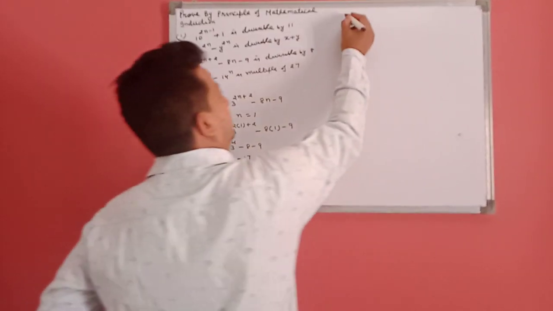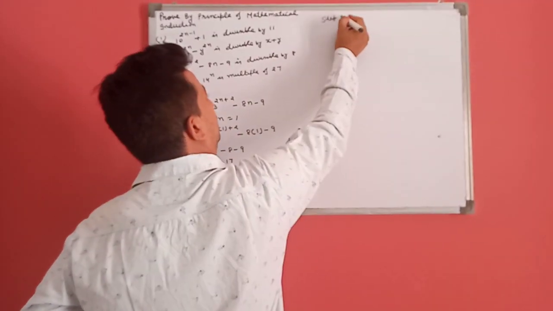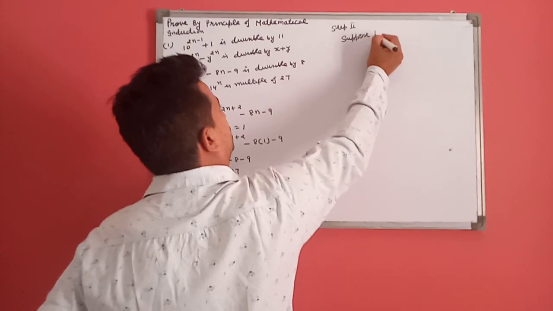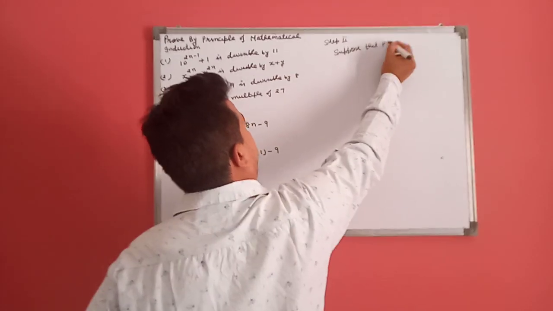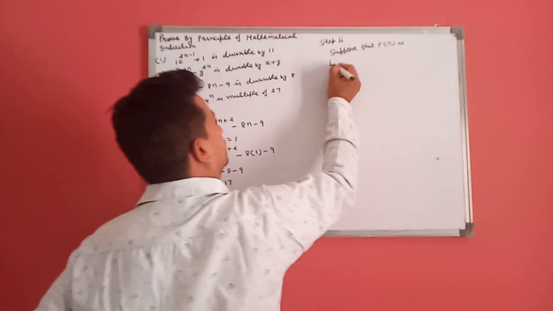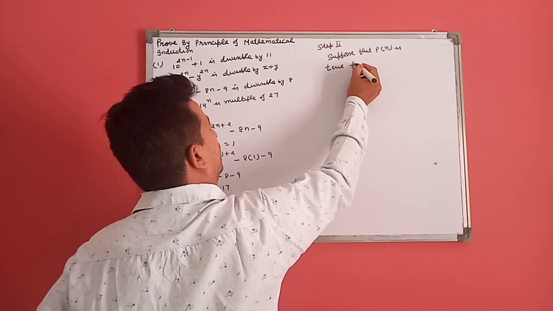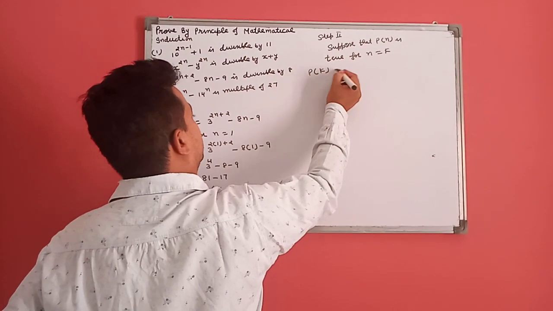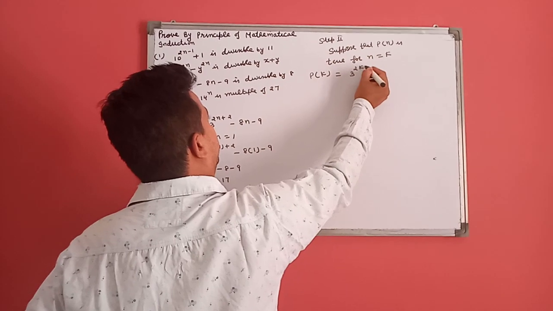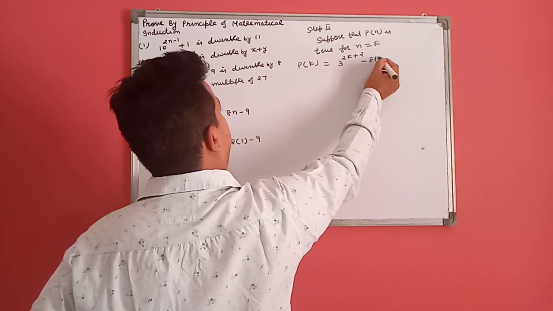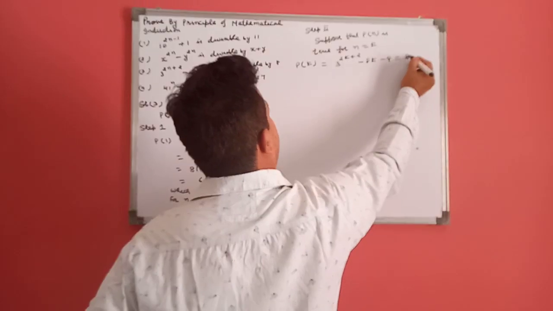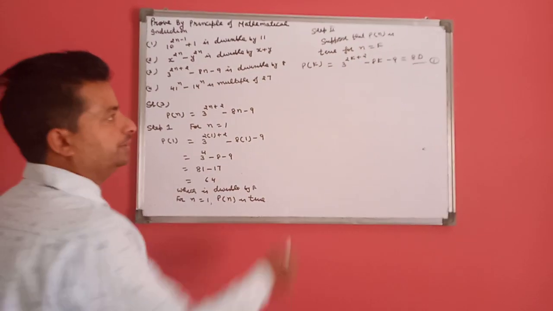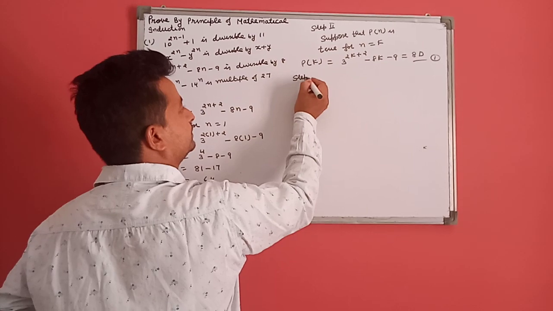In step 2, we suppose that P(n) is true for n = k. That's P(k) = 3^(2k+2) − 8k − 9, which is equal to 8d, as this is divisible by 8.